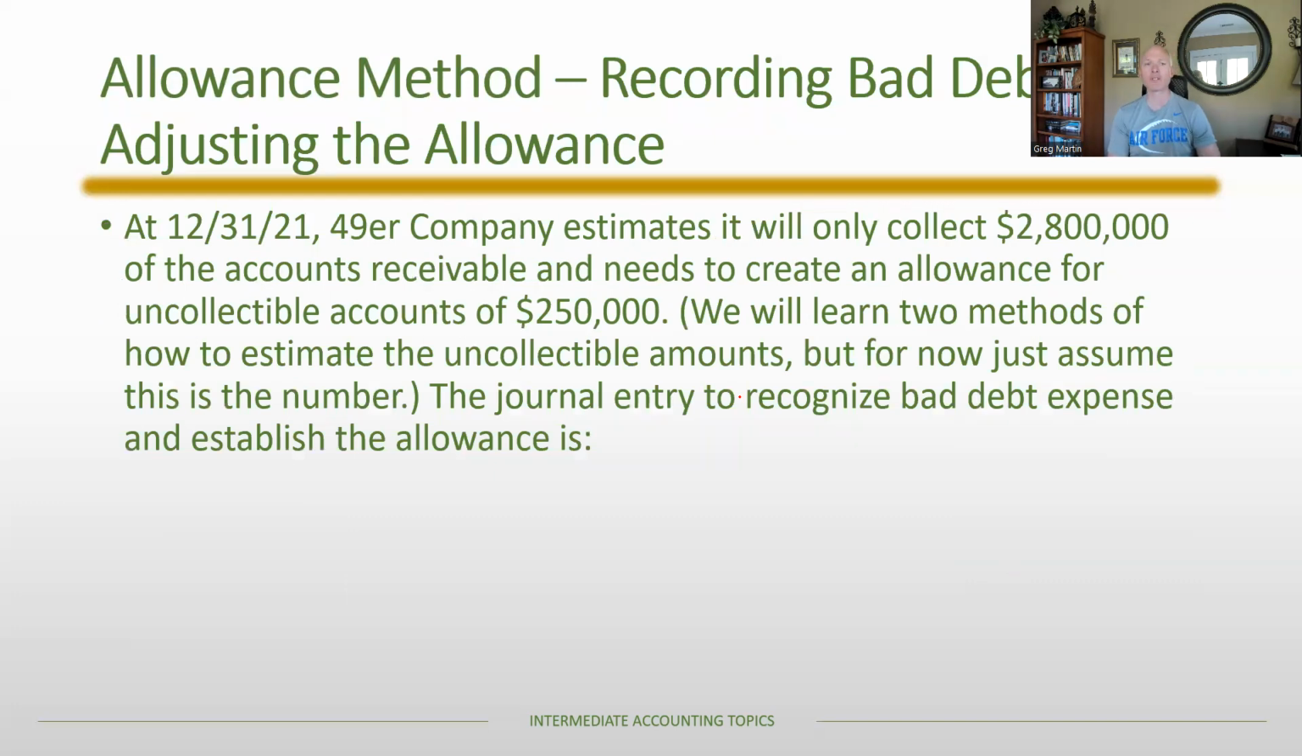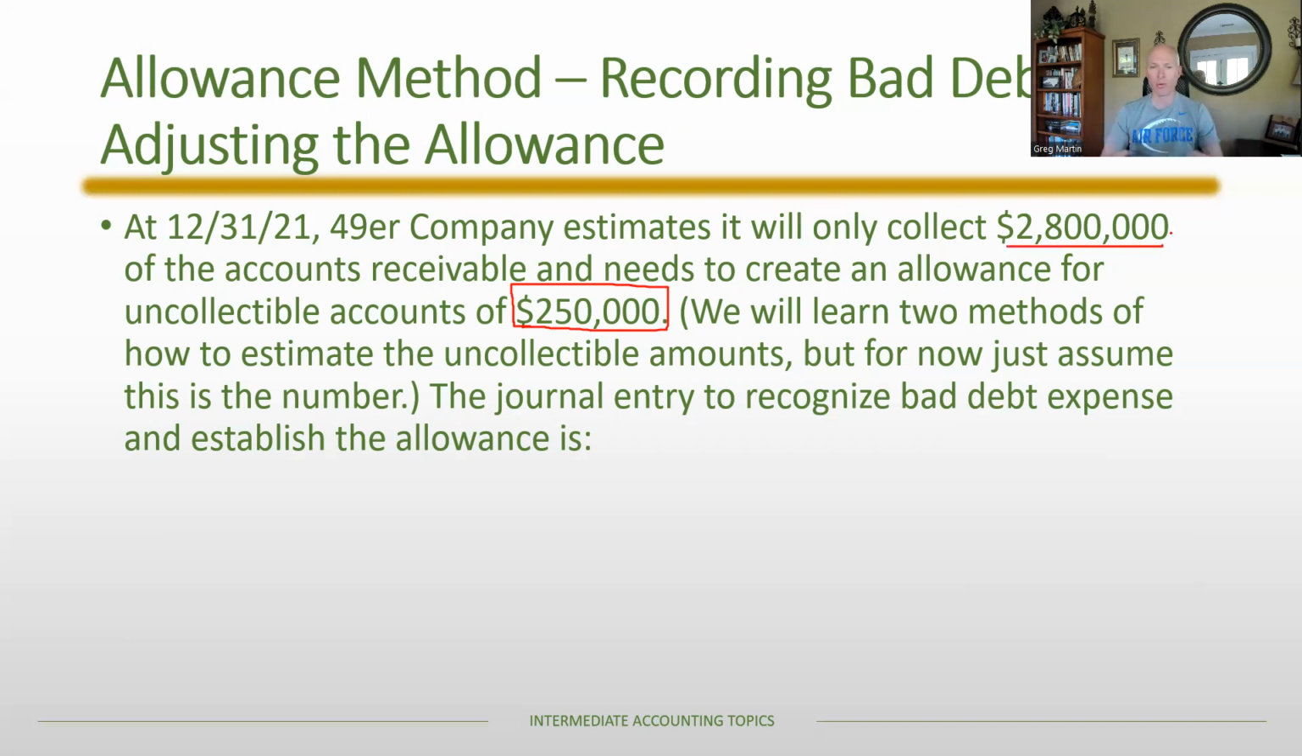And so with the allowance method, what we're going to do is an adjusting entry. We're going to get to how we got the number later, but for now, we'll just say they did a calculation and figured out that out of that $3,050,000, $250,000 is not going to be collected. So in other words, my expectation is that I'm only going to receive $2,800,000 instead of the full $3,050,000. Again, we'll get to how we do this, but for now, let's just say that's what happened.